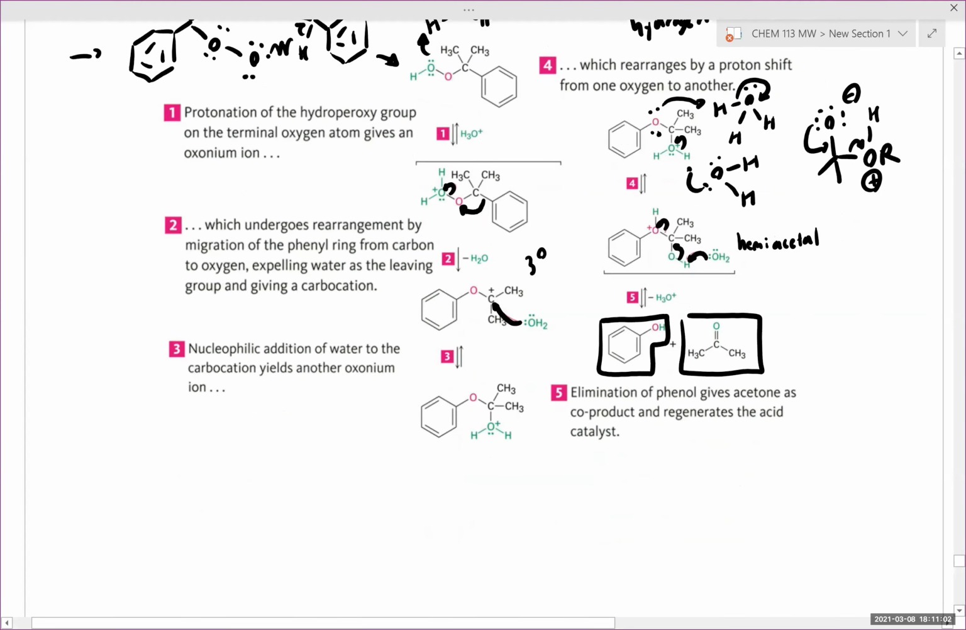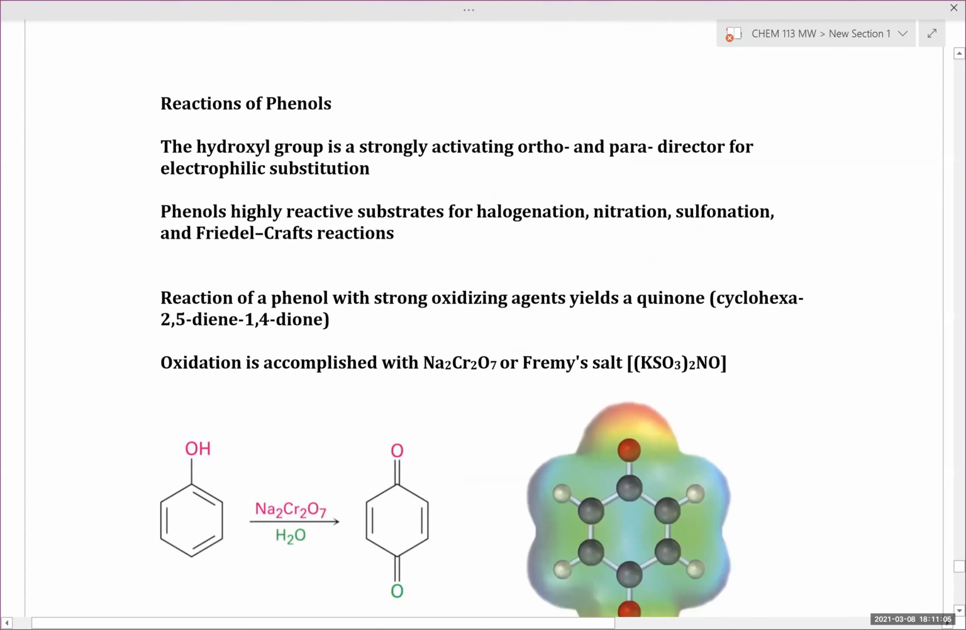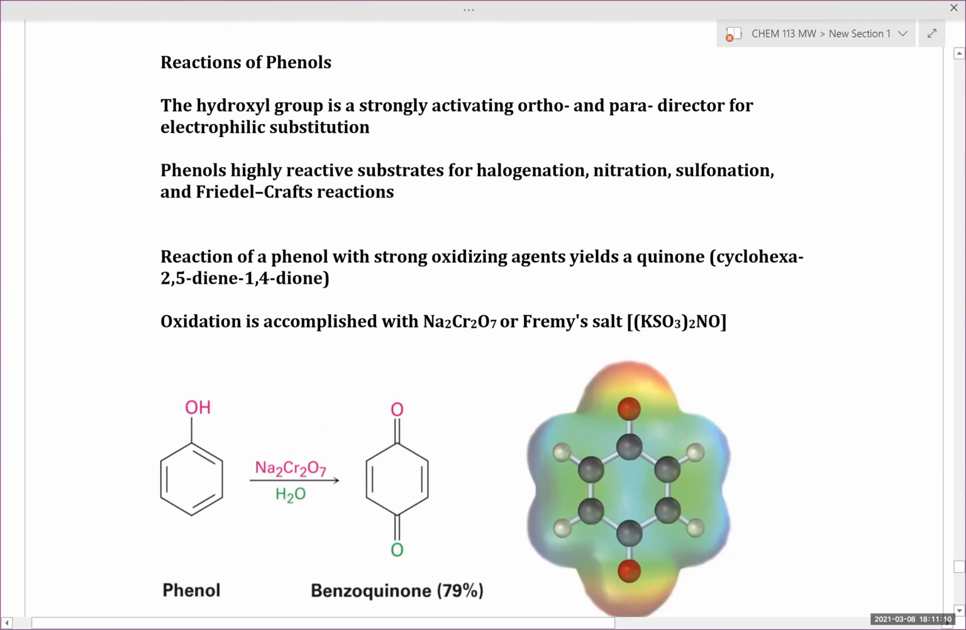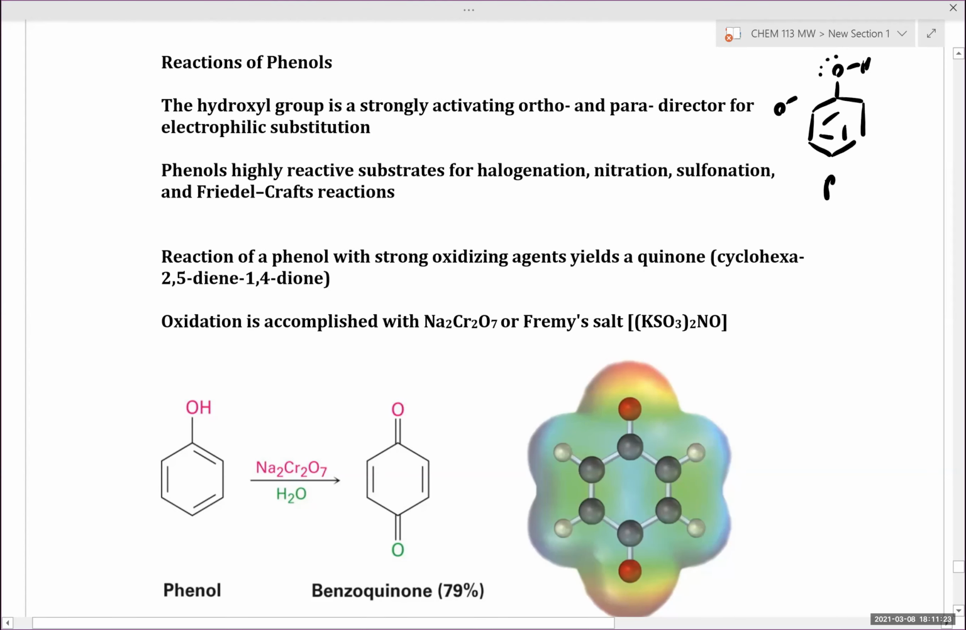Okay. So if we don't have any other questions, let's talk about some interesting reactions of phenols. So we know that phenols as substrates contain a very strong activating group that activates the ortho and para positions. The hydroxyl group is a strongly activating ortho-para director. And so phenols are highly reactive substrates for halogenation, nitration, sulfonation, and Friedel-Crafts reactions.